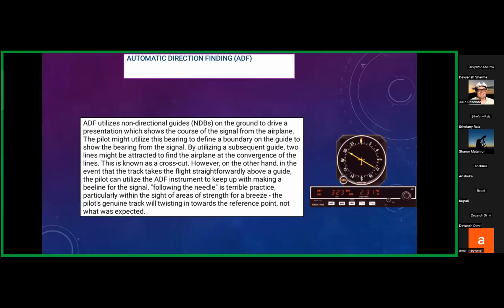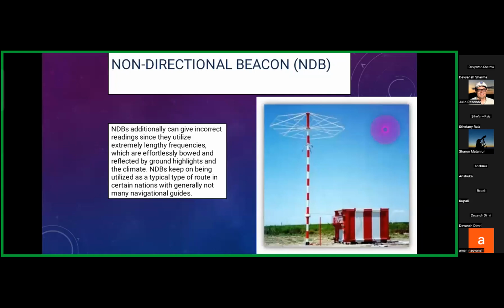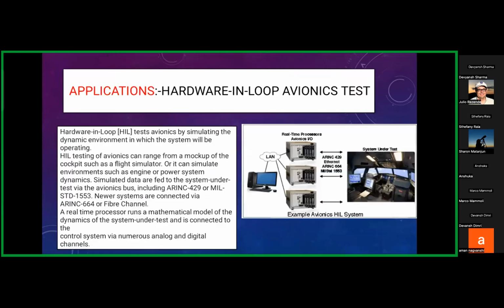The ADF instrument helps us to beeline the signal, and following the needle is a terrible place. So this is the first type, ADF. The second is non-directional beacons. Non-directional beacons generally give incorrect readings, but they utilize large frequencies, and non-directional beacons entered certain nations with generally not many navigation guides. So the applications where it is used in avionics test, especially in hardware.